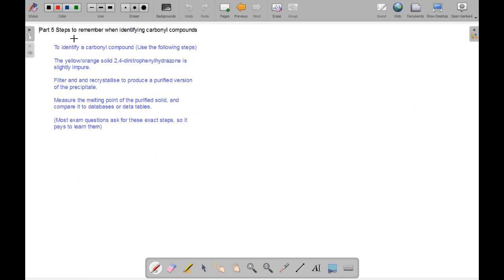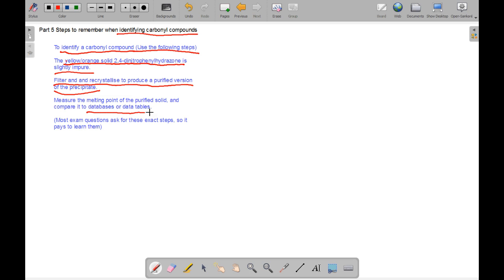and there's a procedure you have to remember when identifying carbonyl compounds. I'll quickly go through it. So you identify a carbonyl compound using the following steps. The yellow-orange solid 2,4-dinitrophenylhydrazone is slightly impure, so you filter and recrystallize to produce a purified version of the precipitate. Measure the melting point of the purified solid and compare it to databases or data tables.